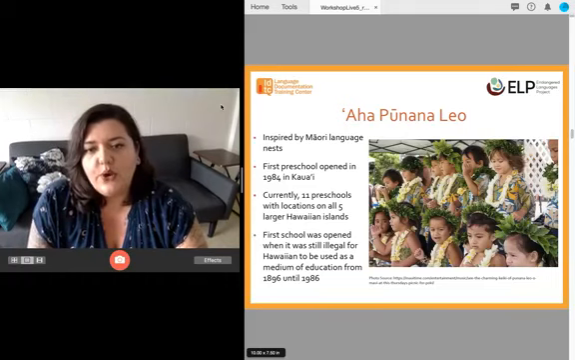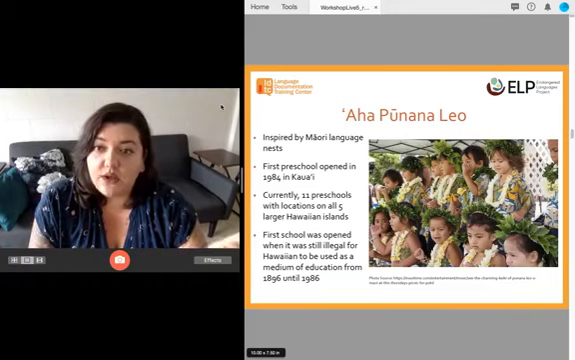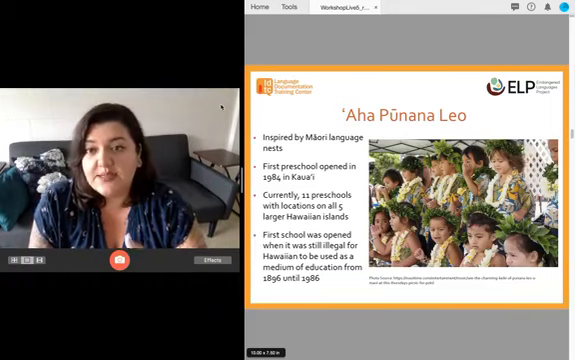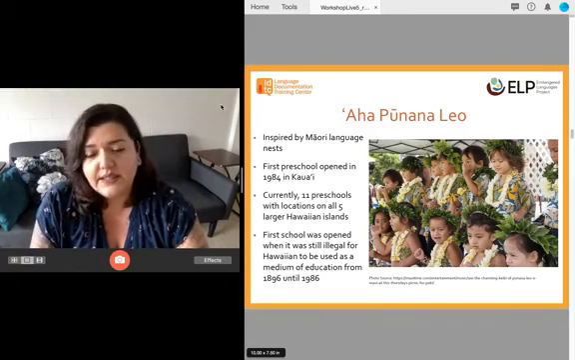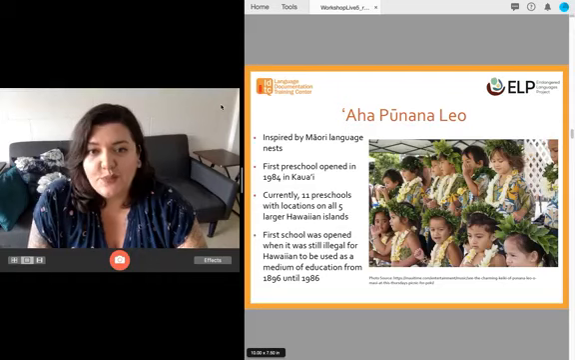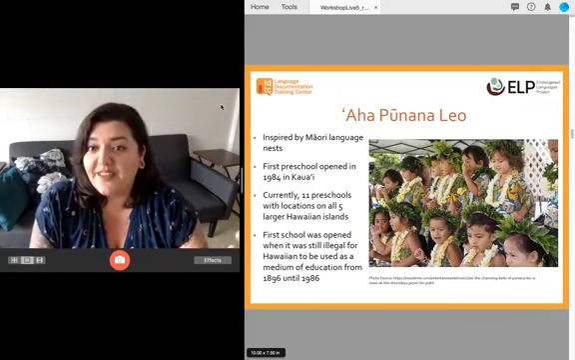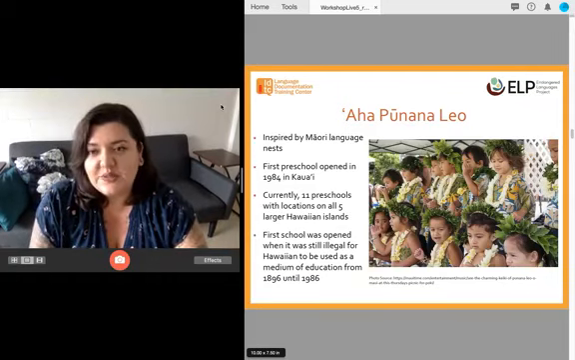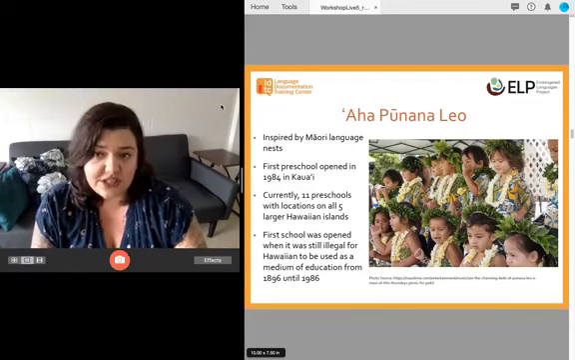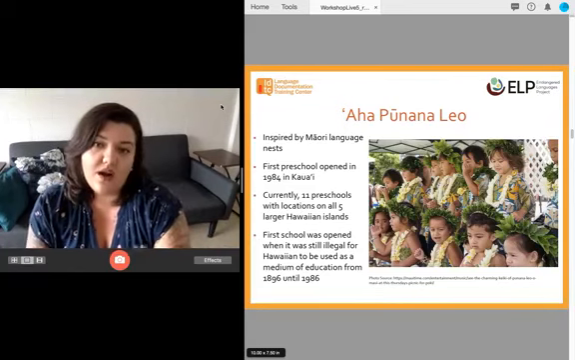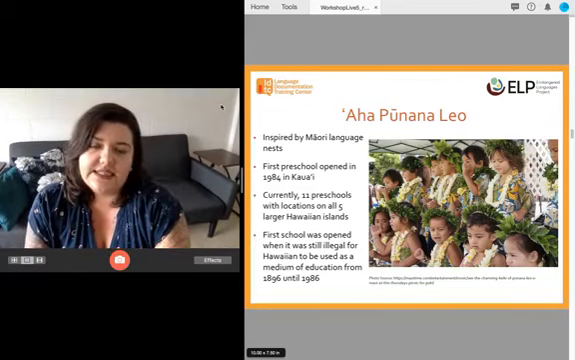For those of you who don't know, in Hawaii, it was actually outlawed. Hawaiian was not to be used as the medium of education for almost 100 years, 90 years. It was not allowed. So Punana Leo started before that. The Kupuna decided they wanted to use this as a way to do instruction and childcare, and began that before that law was lifted in 1986.